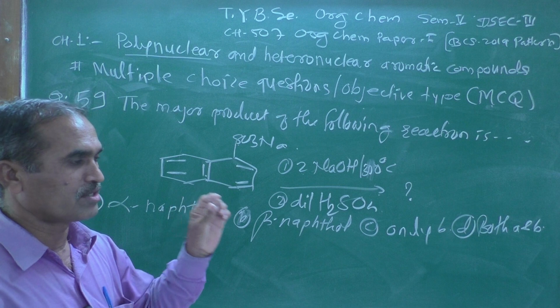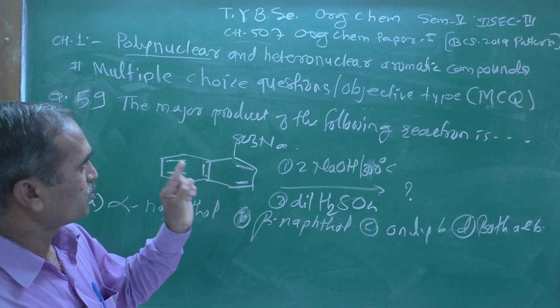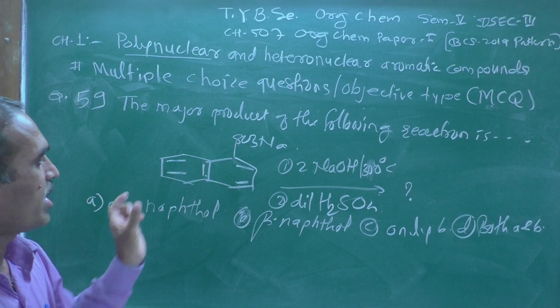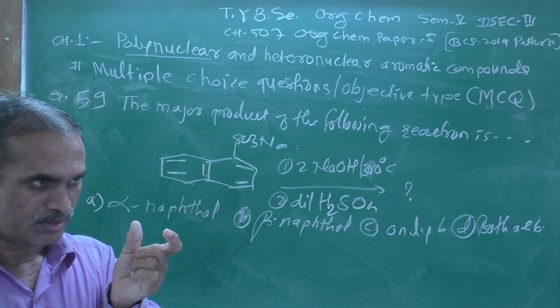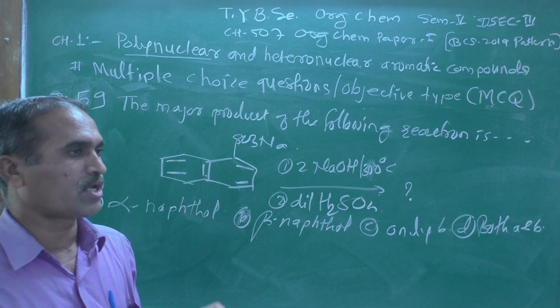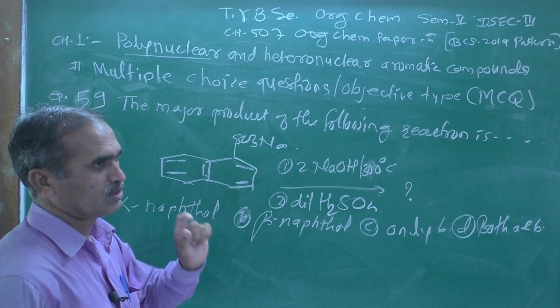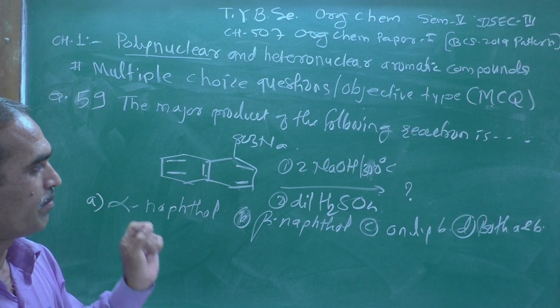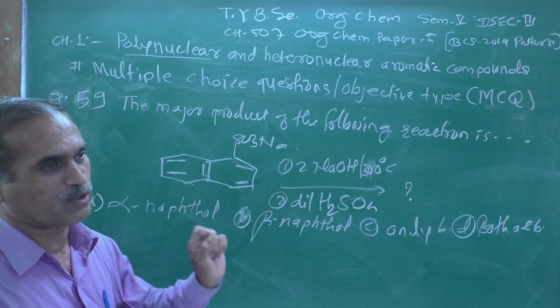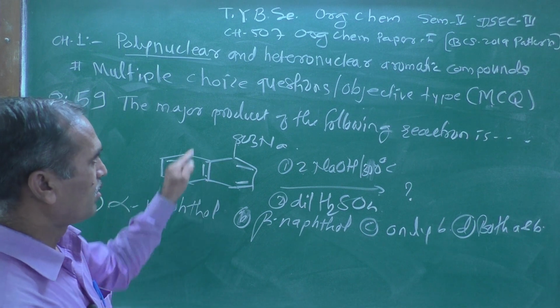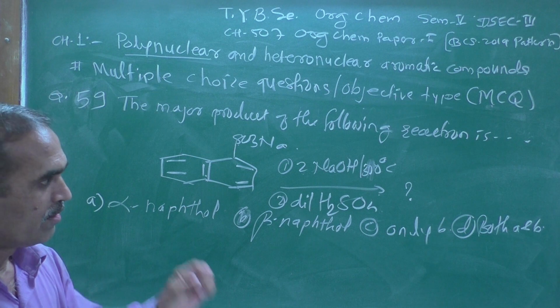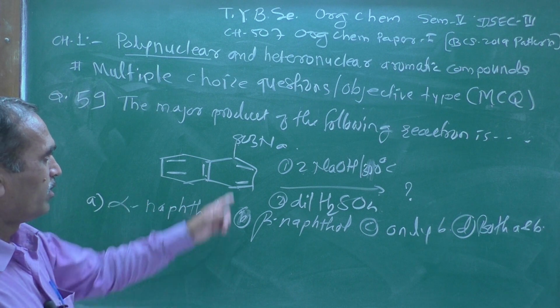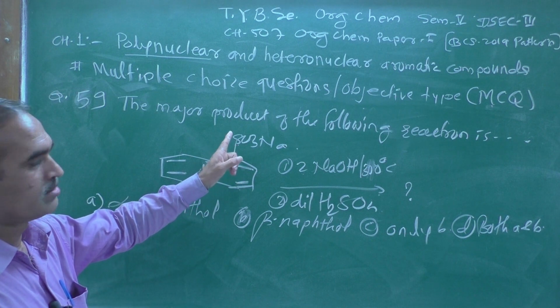There we are getting a sodium naphthoxide intermediate, or the salt is formed, and that salt is soluble. When you give the treatment with dilute H2SO4, the resulting compound obtained will be the phenol.